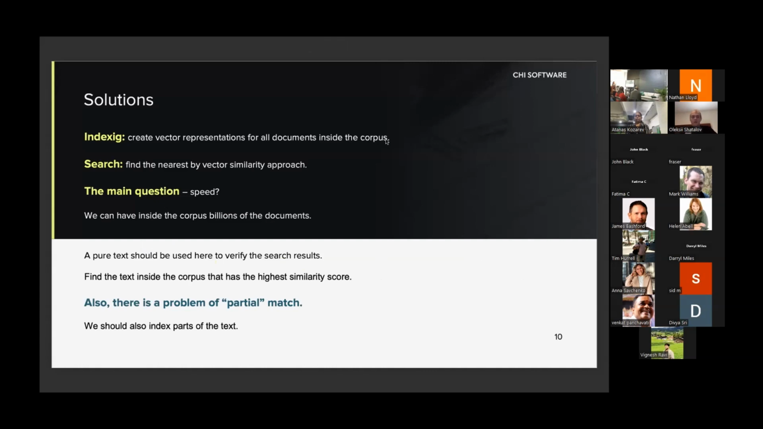Our proposed solution is, for indexing, to create the vector representation for all documents inside the corpus. The search will involve finding the nearest by vector similarity document that we have already in the storage. The main question is speed. We are going to discuss it a little bit later, in the next slides.